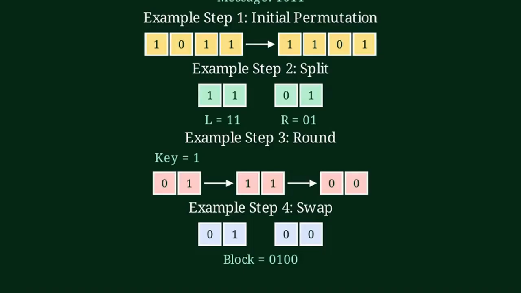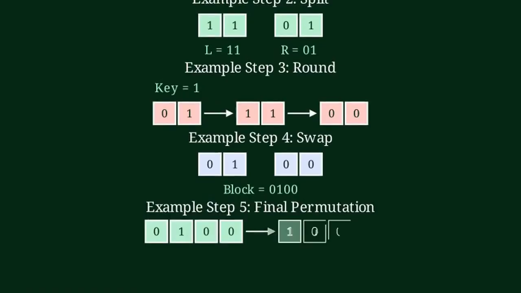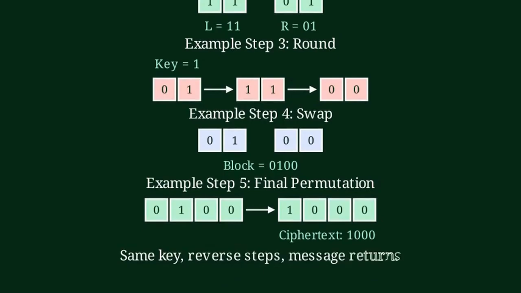So we get 0100. Step 5. Final permutation. We reverse the shuffle, so 0100 becomes 1000. That is our ciphertext. To decrypt, your friend runs the same steps in reverse using the same key. That brings the original message back.